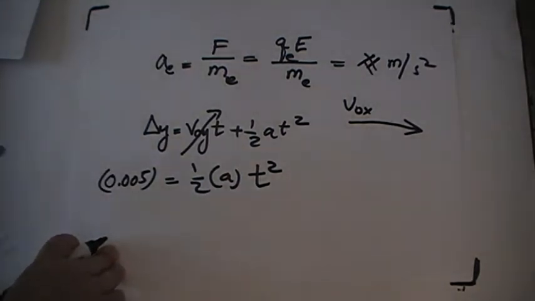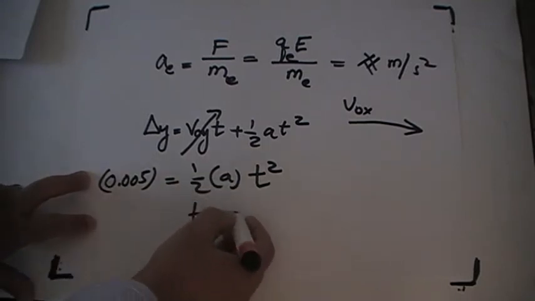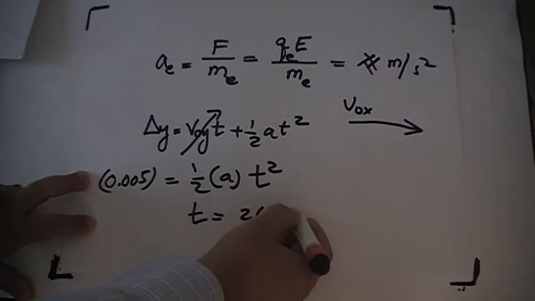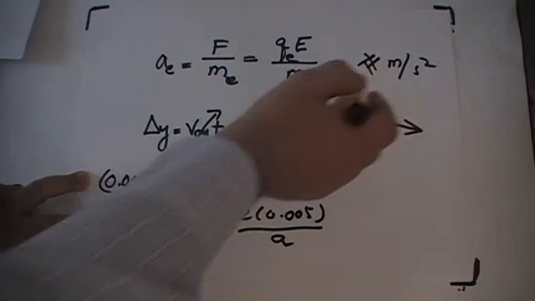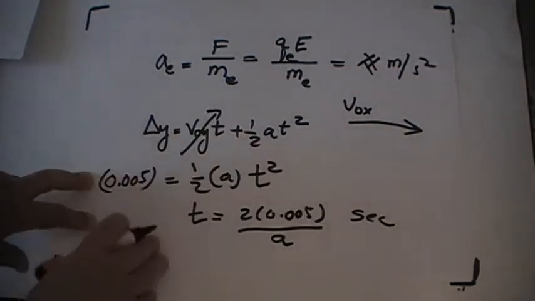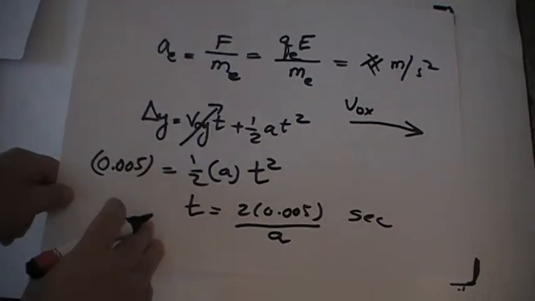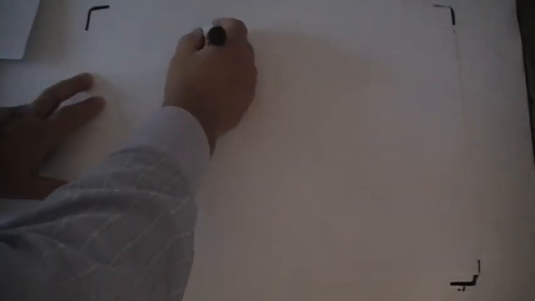Actually, I answered question C. This is part C. To calculate part C, t is actually the square root of 2 multiplied by 0.005 divided by the acceleration, which we found from here. So I found that in seconds. All right, so that's the time. Once I found the time, it should be easy for me to go back and find the components of the velocity.